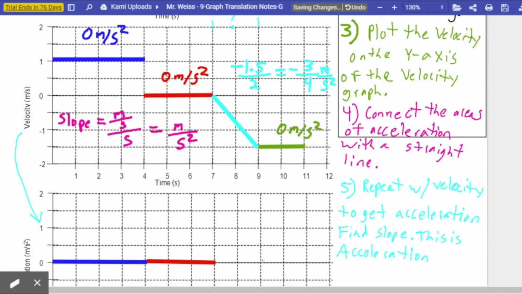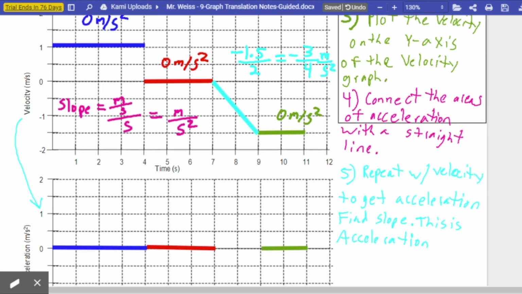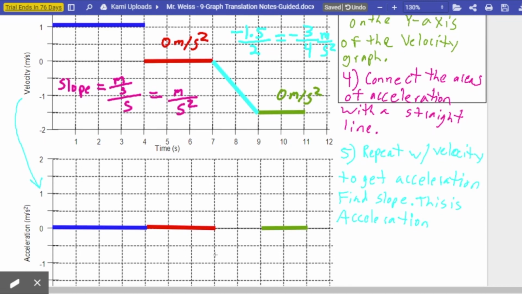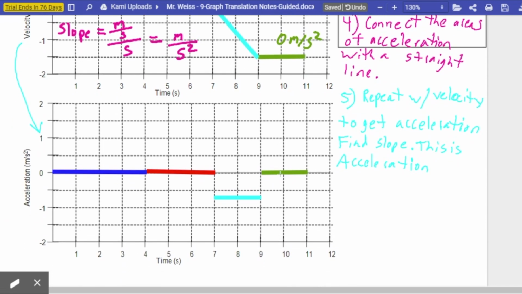Lastly, we're going to look at our time from 9 to 11 seconds. Notice it is also 0 meters per second squared, so we'll draw another horizontal line. Now that we have drawn all the 0 acceleration points, we're going to look at the time from 7 to 9 seconds, and that slope, notice it's negative 3 over 4 meters per second squared, and we're again going to draw a horizontal line. All of the lines that we just drew were horizontal lines.